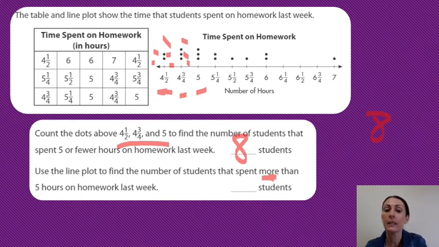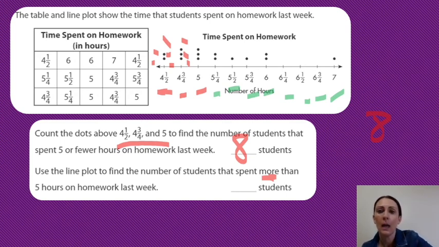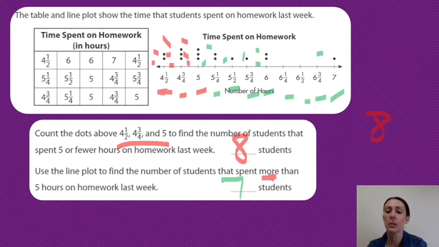Right, I'm going to count the dots above the numbers 5 1/4, 5 1/2, 5 3/4, 6, 6 1/4, 6 1/2, 6 3/4, and 7. So I'm going to count the dots above all of them. So go ahead and count along with me. I have 1, 2, 3, 4, 5, 6, 7. So that means that 7 students spent more than 5 hours on their homework last week.